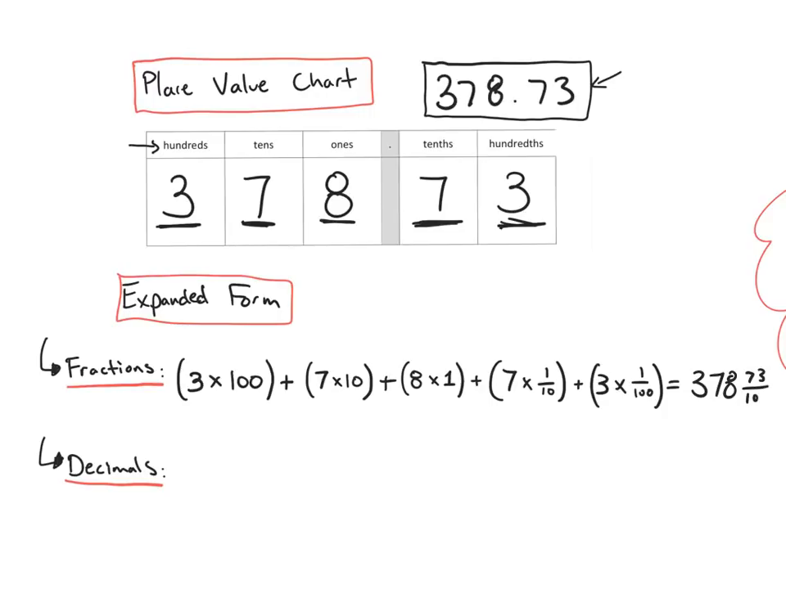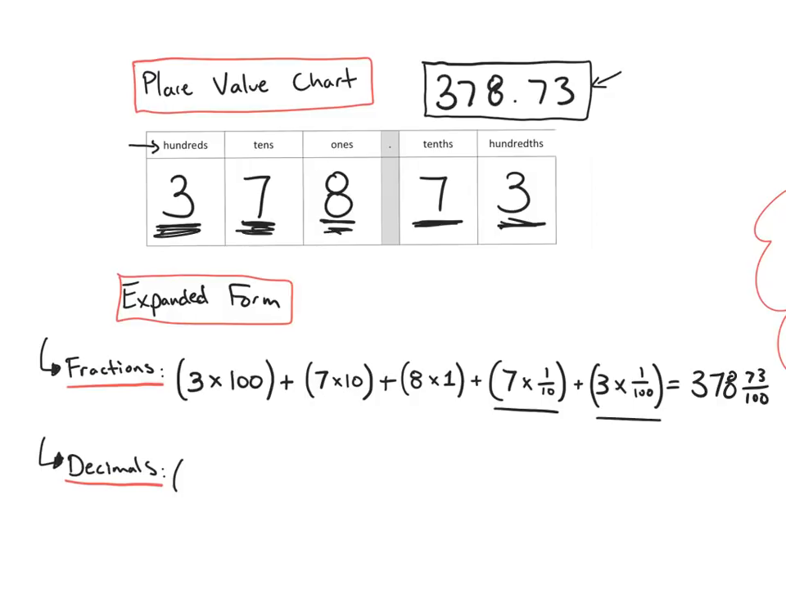73 hundredths. So you can see the connection between each of our digits on the place value chart and the corresponding representation in the expanded form. So that was one way we can do the expanded form. The second way we can do it is going to change these two values into decimals. So let's go ahead and take a look at how we can do expanded form with decimals.